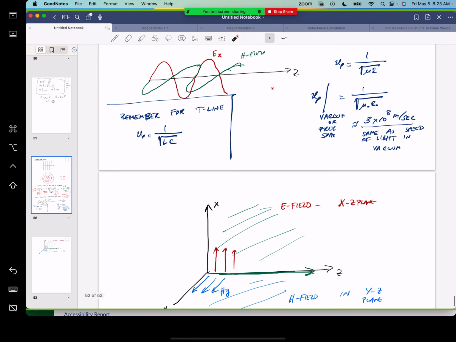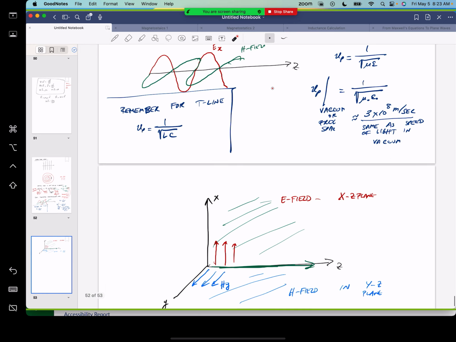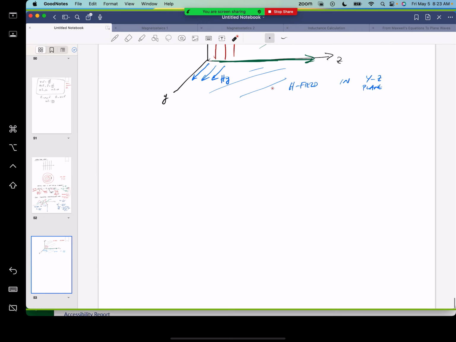So this equation, again, which is hopefully supposed to link this idea of this wave with the waves we talked about in the transmission line, describes that travel. Okay, so now that's the electric field. Once we say that's the electric field, now the question is, what about the magnetic field? So what about the H field?